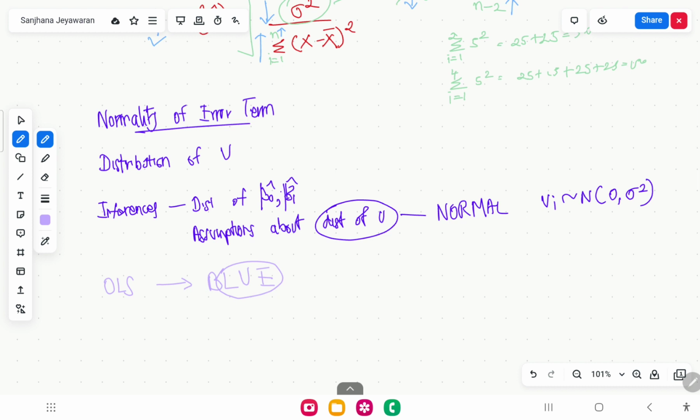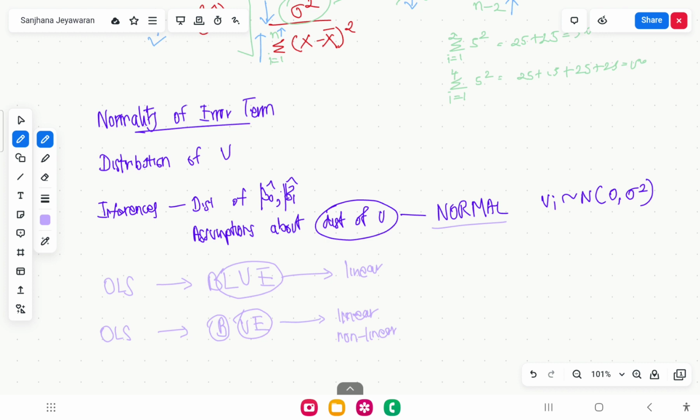But if we make this assumption that the distribution of U is normal, then it's no longer just BLUE, it's considered to be BUE. That means among the unbiased estimators we have, this is the best. Before, we were only considering linear estimators. Out of the linear, OLS is the best. Here we are saying out of linear and non-linear, OLS will give you the best estimator as long as the distribution of the error term is normal.